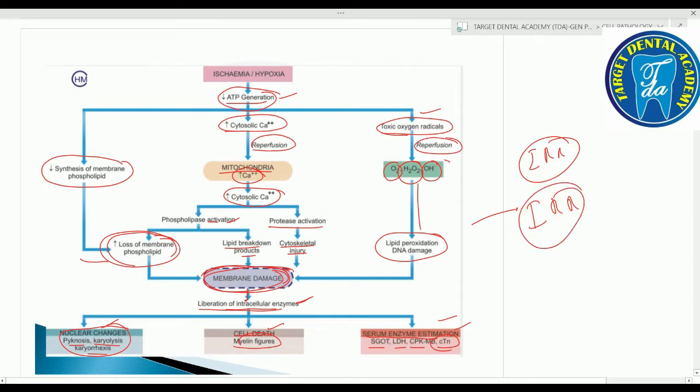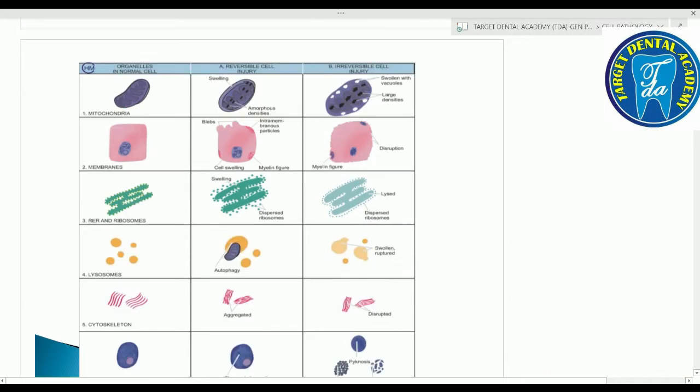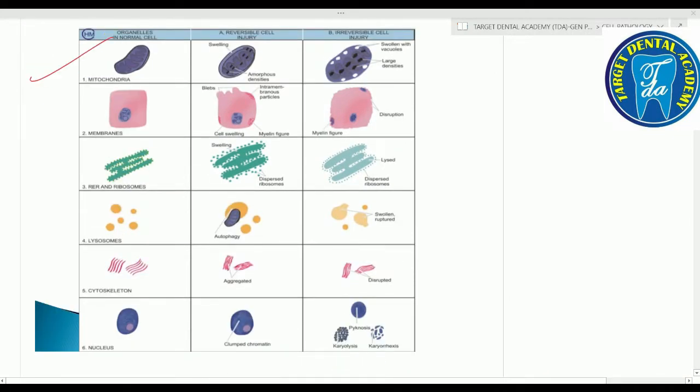So these are the cellular events, or the possible sequence of events, in the pathogenesis of irreversible cell injury. After this is the differentiation between organelles in the normal cell, a reversible cell injury, and an irreversible cell injury. First is the mitochondria. Mitochondria are normal in the normal cell, while in the reversible cell there is swelling and amorphous densities. While in the irreversible, they are swollen with vacuoles and there are large densities. In the reversible, there are amorphous or small densities, while in the irreversible cell injury, there are large densities.